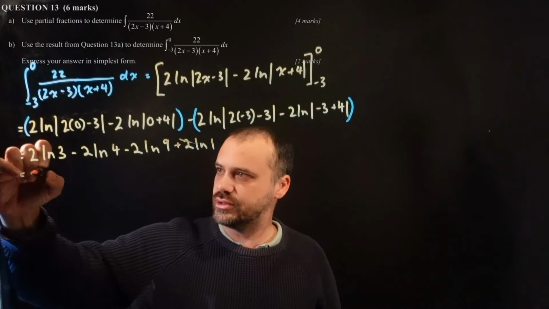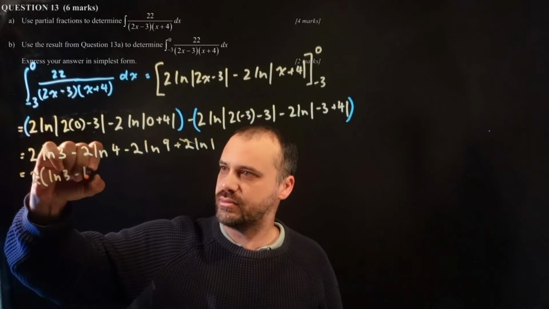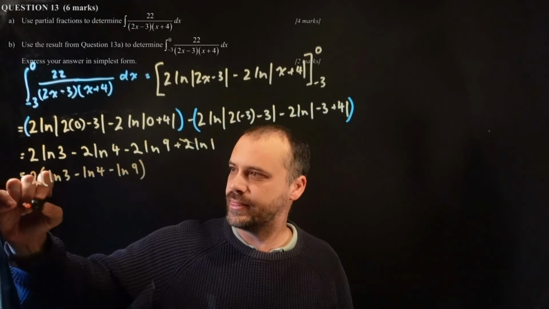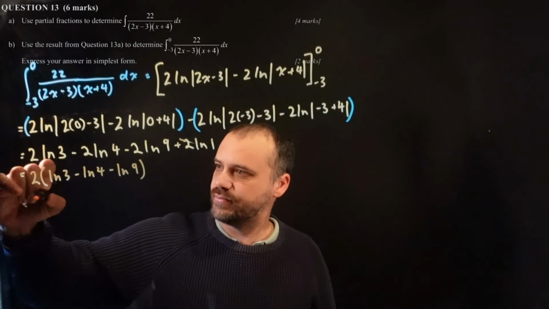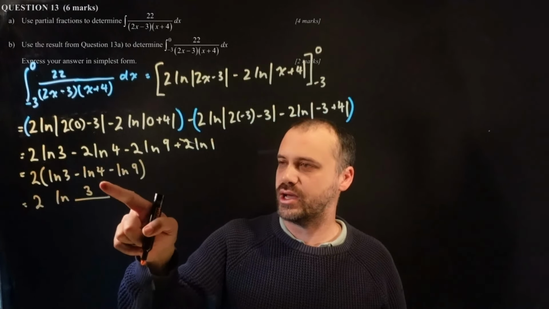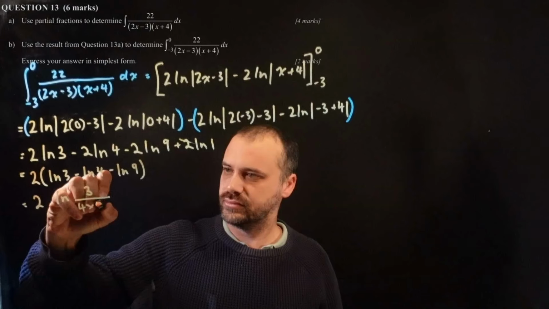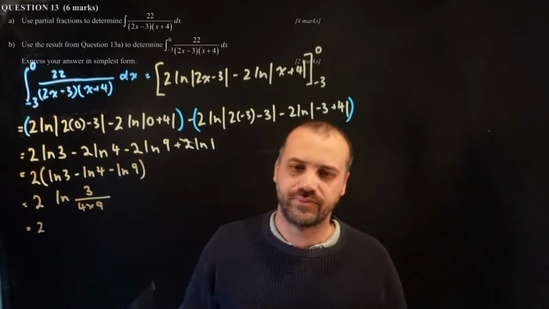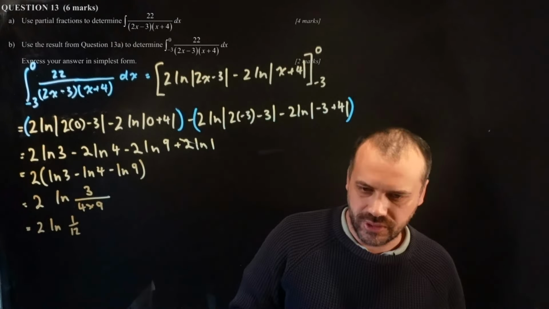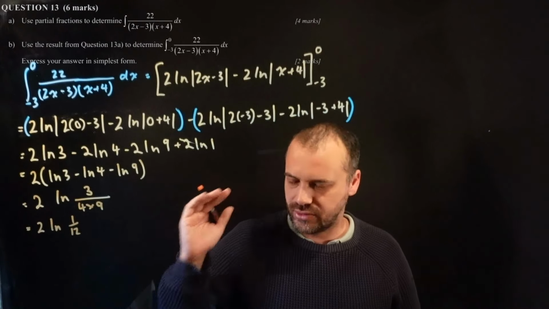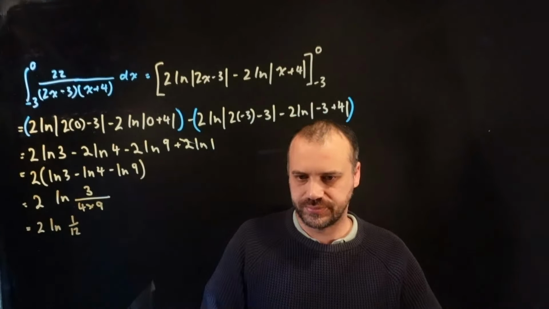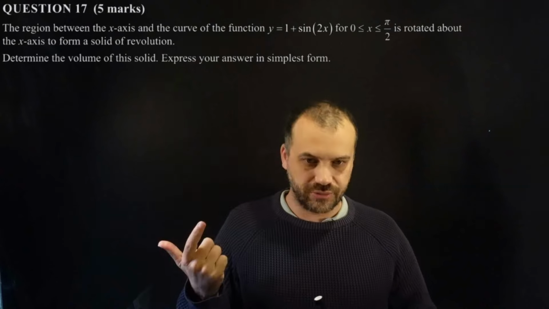Everything has a factor of 2, so I'll just bring that out the front. Ln 3 minus ln 4 minus ln 9. And then we should be thinking log laws: 2 ln 3 divided by 4 and divided by 9. 2 ln 3 on 36, that's ln 1 on 12. You're not getting it any simpler than that. That's my final solution, 2 ln 12. Celebration!